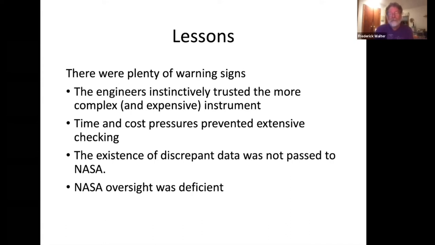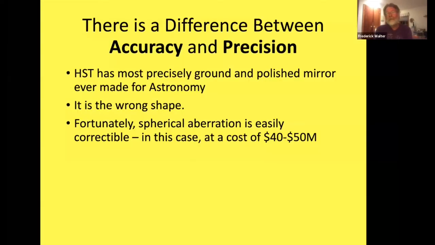So a lot of things came together here that should not have happened. But we get a lesson out of this. And the lesson is that there is a difference between accuracy and precision. And this is a lesson that you should know well. The Hubble Space Telescope has the most precisely ground and polished mirror ever made for astronomy and probably for any purpose at all. It's the most precisely ground mirror. It just happens it's the wrong shape.